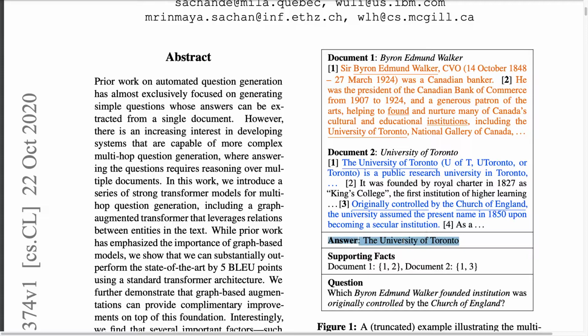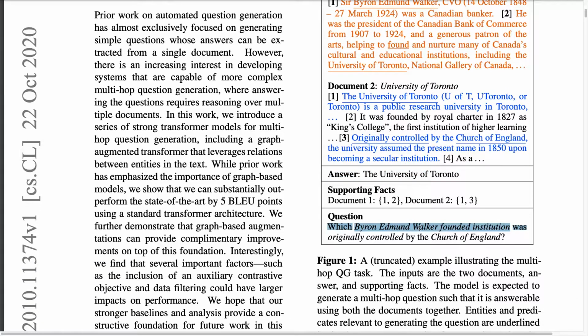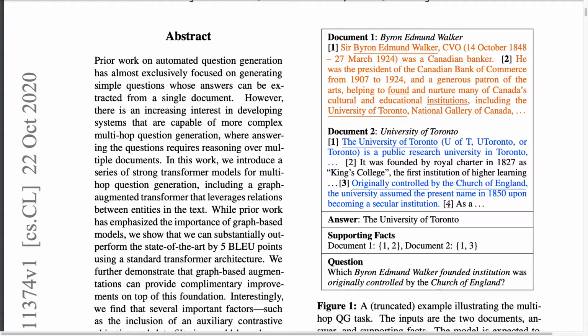And the task is to generate a question regarding the answer that spans multiple supporting facts from those 2 or more documents. One difficult such question could be, which Brian Edmund Walker founded institution was originally controlled by the Church of England? Which requires you to not only read the first or the second document, but the 2 together, multiple sentences, extract those sentences that are most important to come up with an answer.